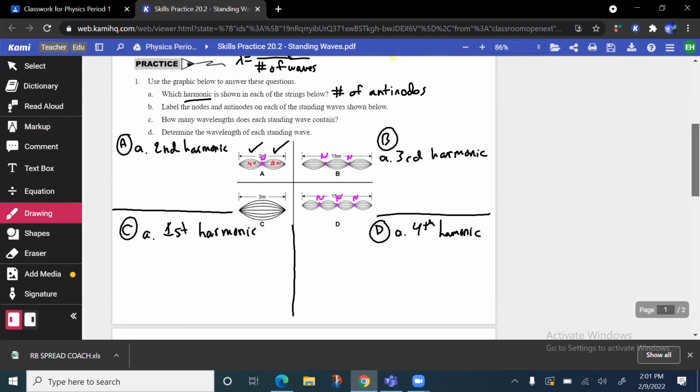Antinode, antinode, antinode, antinode, antinode, antinode. Okay, and so for part B, we're labeling all the nodes and antinodes of these pictures. Okay, so that's part B.